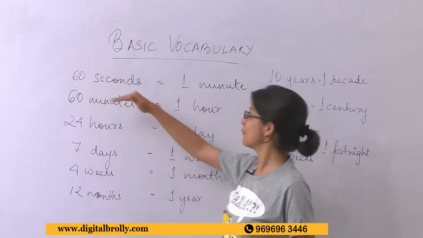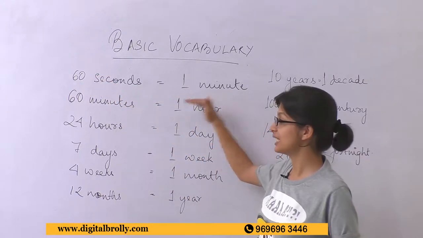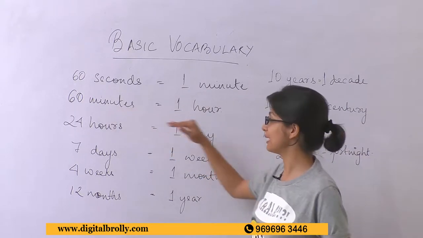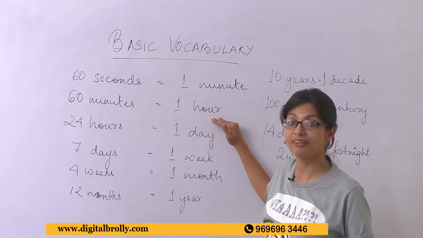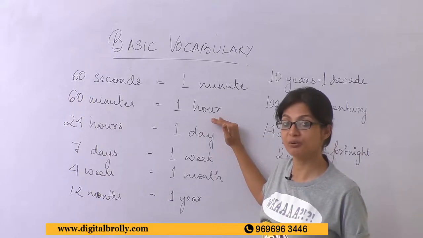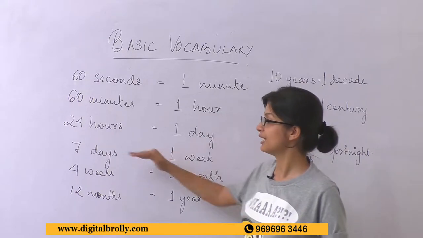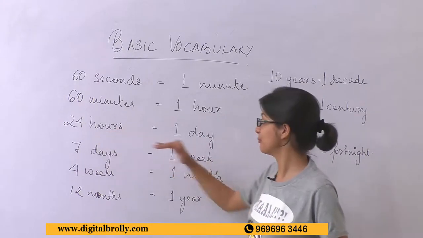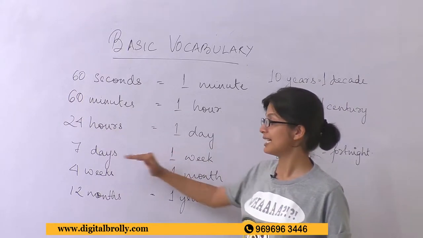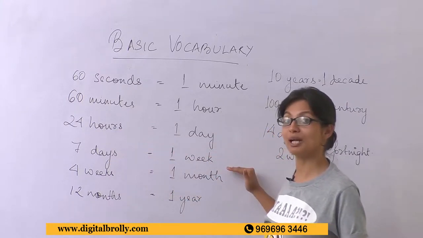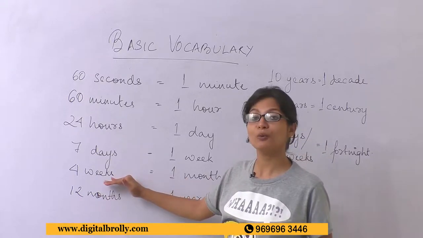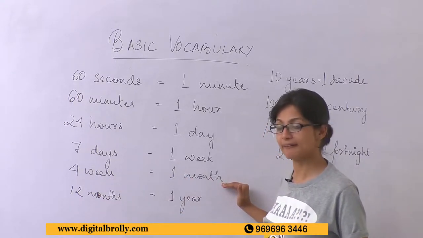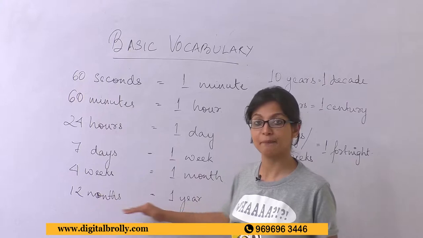60 seconds make 1 minute. 60 minutes make 1 hour. And remember that this is not hour, it is hour. 24 hours make 1 day. 7 days make 1 week. 4 weeks make 1 month. 12 months make a year.